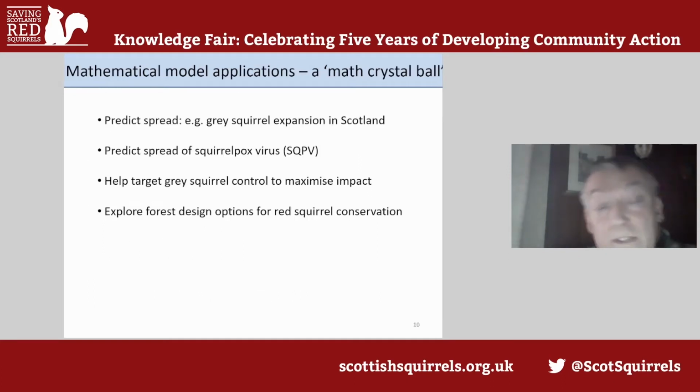And then what can you do? How can you apply it? When I said it was a tool, so you can obviously look at grey squirrel expansion like in Scotland, or you can look at how squirrelpox virus might spread with grey squirrels. And you can see what control efforts do. You know, do we need more? Do we need less? Where do we need it in the landscape to have the biggest impact? And in terms of felling and replanting, you can use the model to say, okay, if we go with this forest design option, so if we fell now and replant with this on a forest scale, what will happen to red squirrels? And those are the kind of things that you can do with a model.